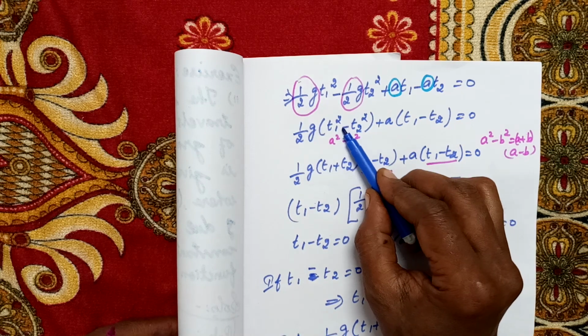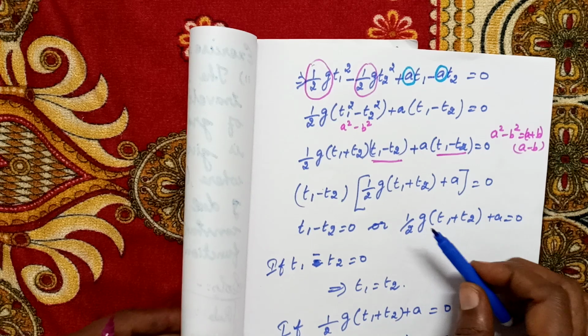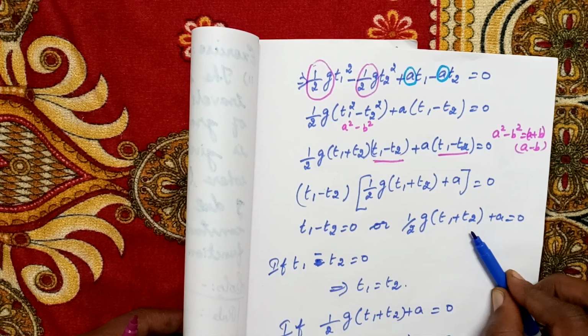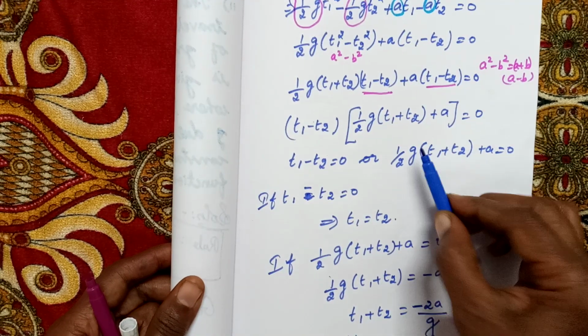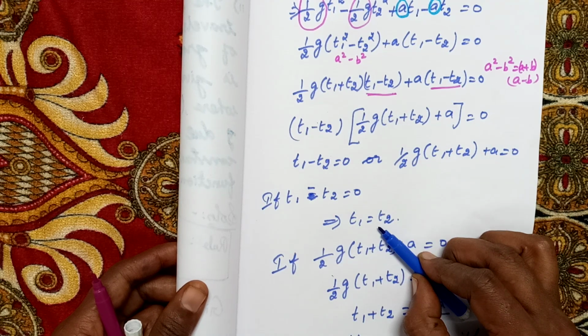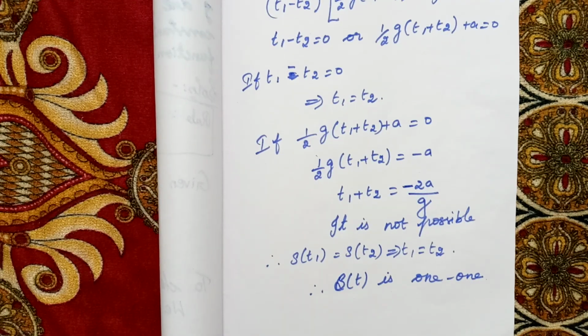Here, when we use the a² minus b² formula, we get t1 minus t2 is equal to 0 or ½g into (t1 plus t2) plus a is equal to 0. The latter is not possible. Therefore, t1 minus t2 is equal to 0 implies t1 is equal to t2. Therefore, S of t is one-one. Have you all understood this? Students, you have to learn these problems very thoroughly. Thank you, students.